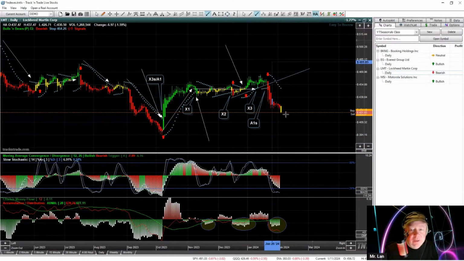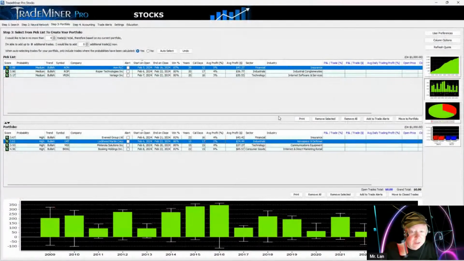So I don't like this one as far as the seasonals, but it says seasonally speaking, starting tomorrow, this thing's going to be higher in 17 calendar days. It's going to be higher than where it is tomorrow morning. And it's done that 82% of the time.